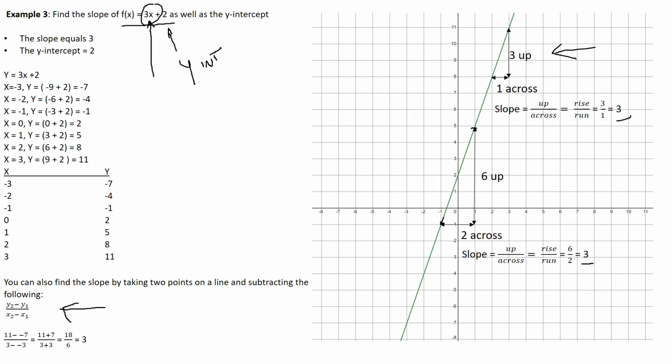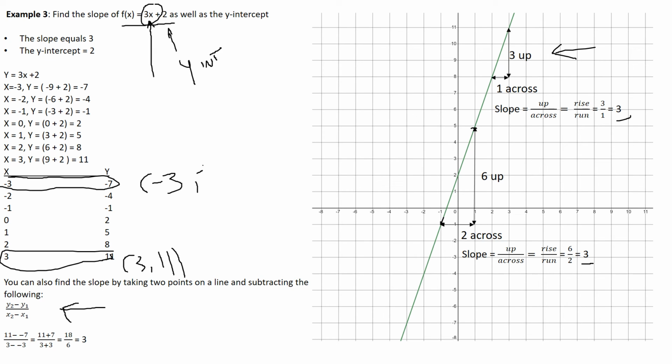I've got here 11 and 3. So this would look like 3, 11. And then the other point is negative 7 and negative 3 here. And that would look like negative 3, negative 7. And we just have these 2 points. You can do any 2 points on a line. We'll use these 2 points.